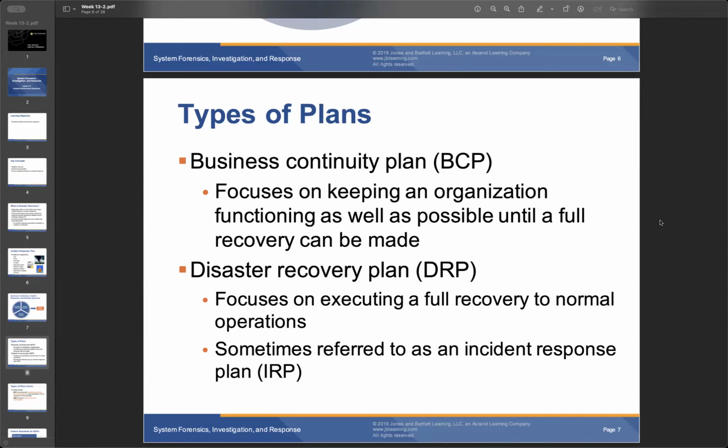And also we have the disaster recovery plan (DRP). It mainly focuses on executing a full recovery to bring things back to normal operation. Sometimes you also respond with an incident response plan, the IRP. So it's two, depending on the case.